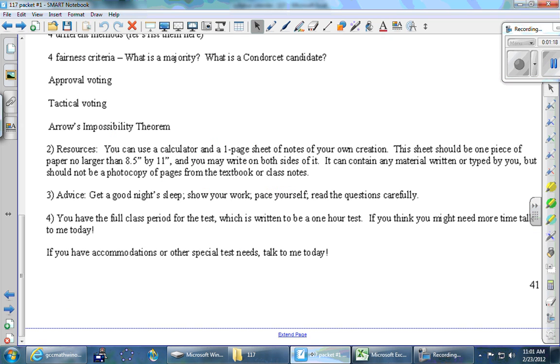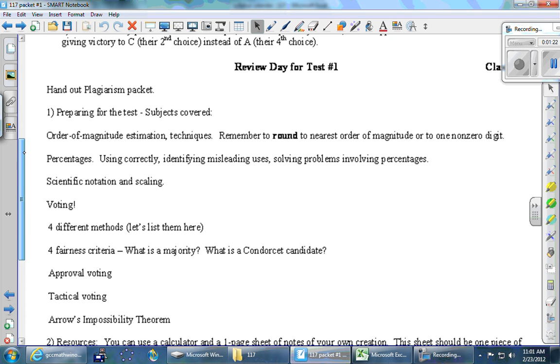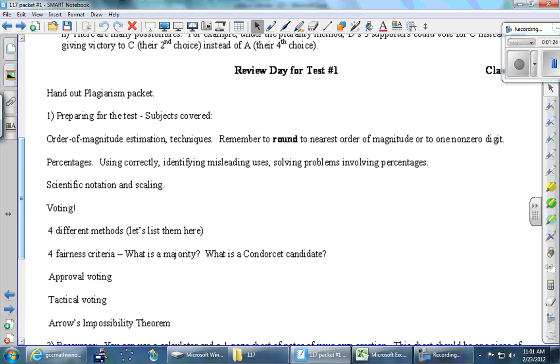Okay, all right. We'll talk about all that stuff. Let's first just run through some of the topics that are going to be on the test. First, note that you have a plagiarism packet. We will talk about that later today, but everybody should have one of those packets that says plagiarism at the top. Okay, preparing for the test. So here are the subjects that are going to be covered.